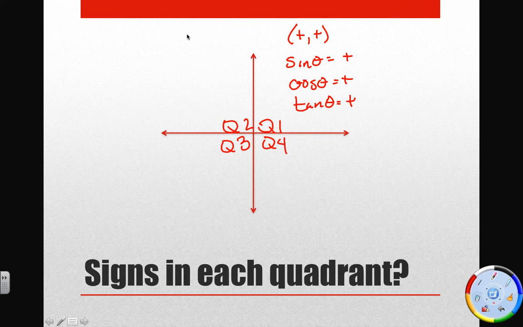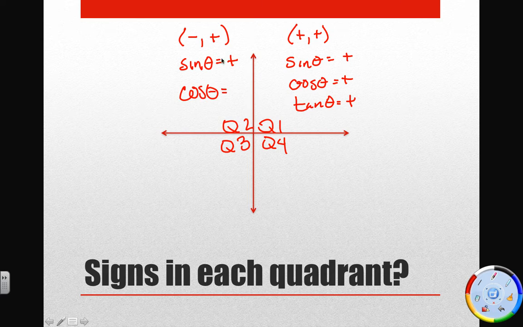If we think about if theta was in quadrant 2, all coordinates in quadrant 2 have a negative x and a positive y. Now we can continue this. This tells me that sine of theta, y over r, is going to be positive.